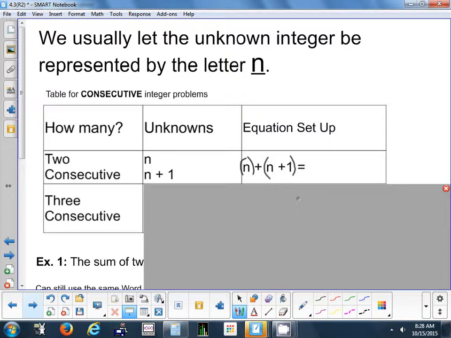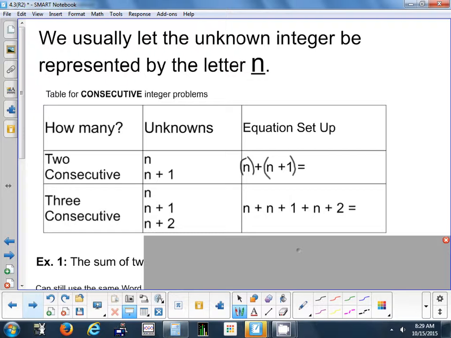Anybody think they know for 3 consecutive integers what the first one is, the second one, and the third one? I heard the first one. You said n? Yep, n. What else? What comes after n? N plus 1. And what comes after that? N plus 2. So in this case, here's your first number, here's your second number, here's your third number.